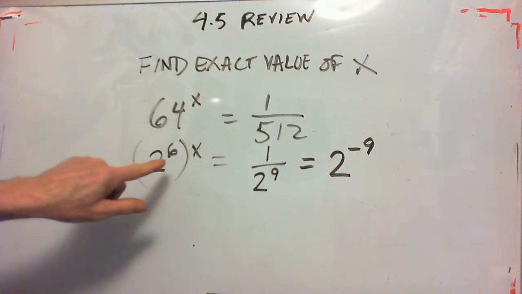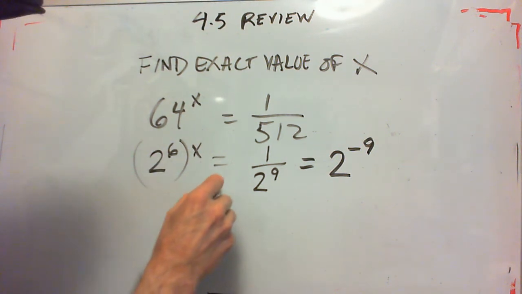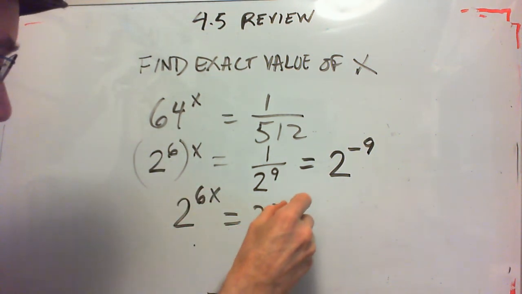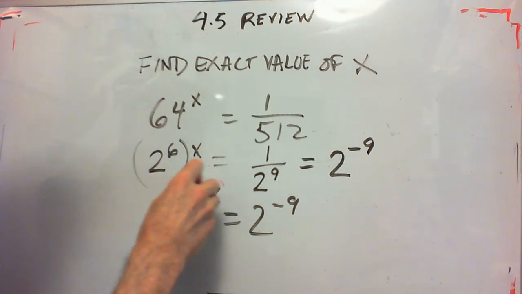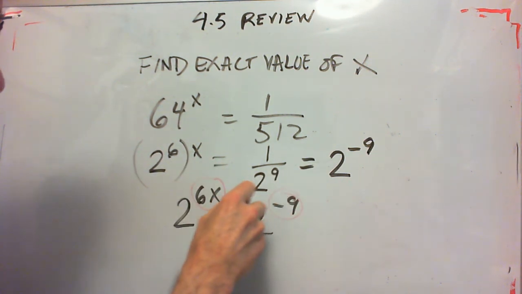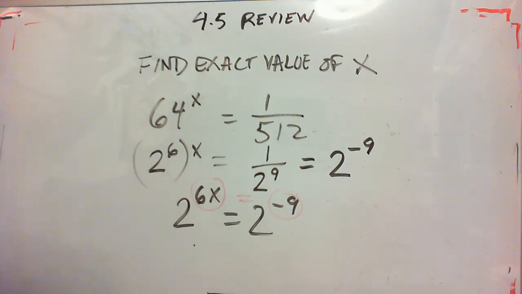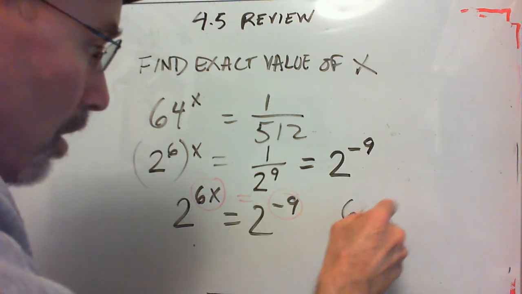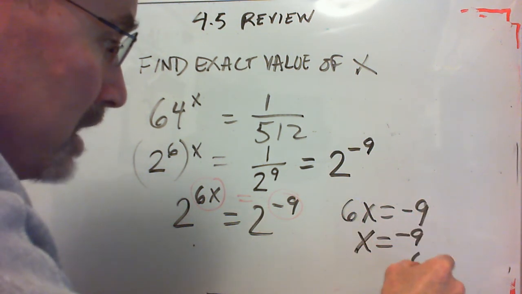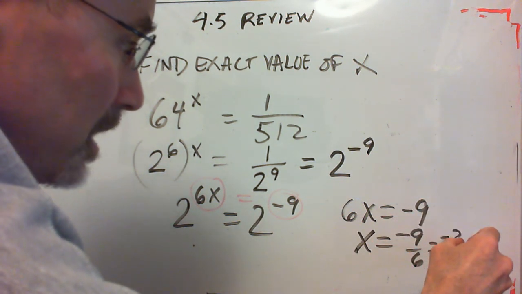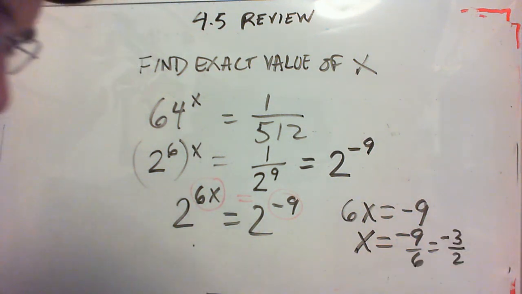So there we have it. 2 to the 6x equals 2 to the negative 9. 6x has to equal negative 9. So x is negative 9/6, which simplifies to negative 3/2.